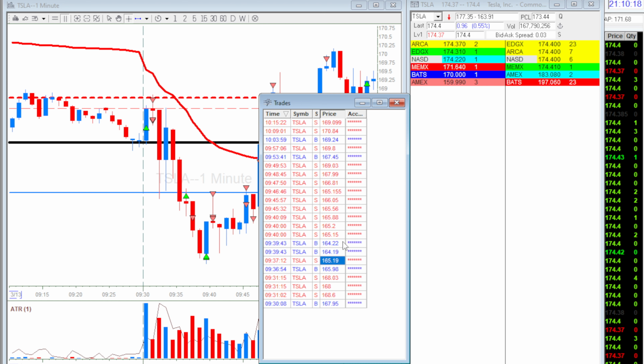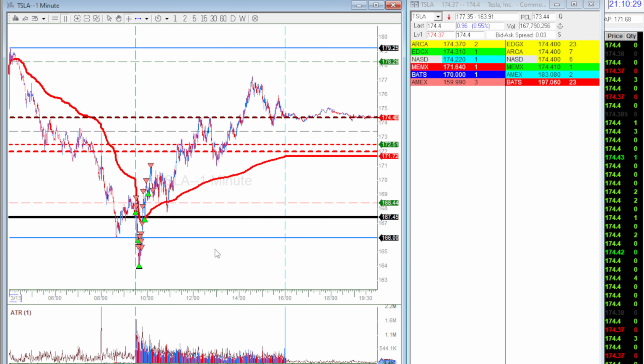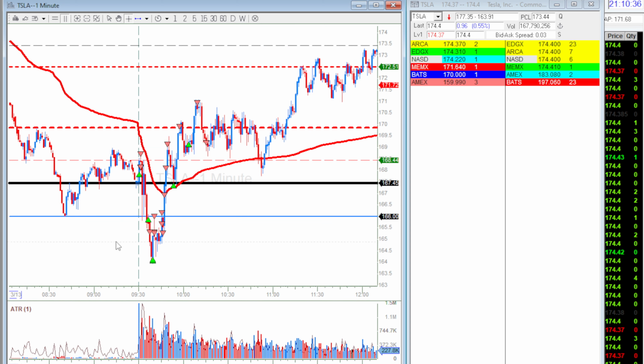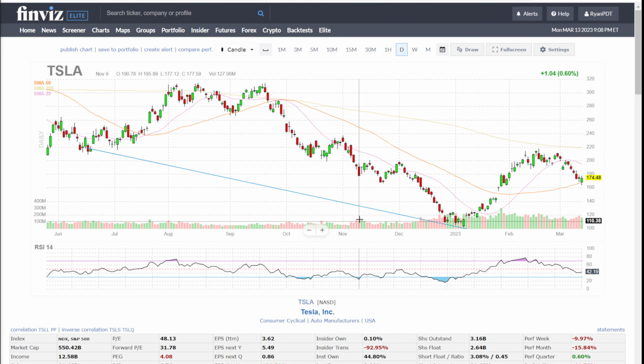And my second entry was actually at the 164 area. I was really seeing prints. My reason was this 164, 163 area, where I would be taking a long, because of what I had on my chart on my laptop. So let's look at Tesla and how I really got this area here. One sec.